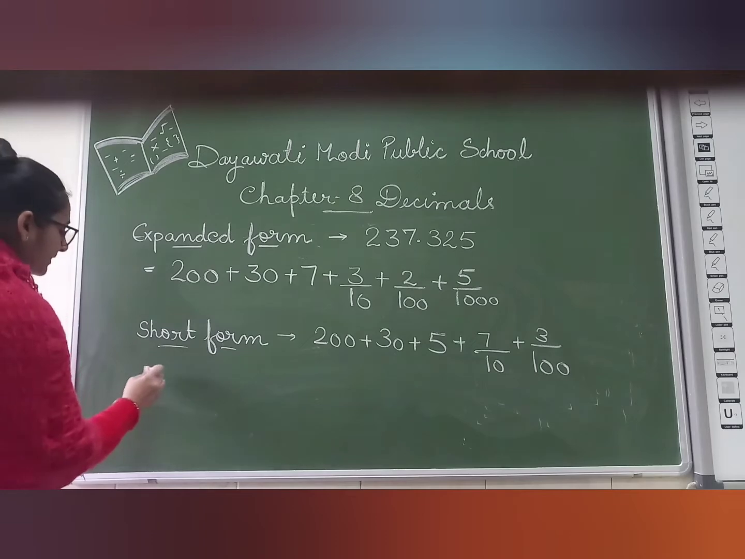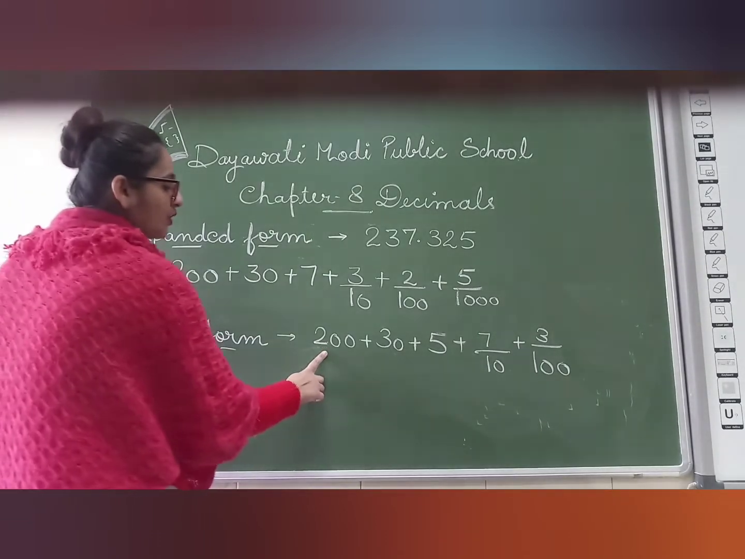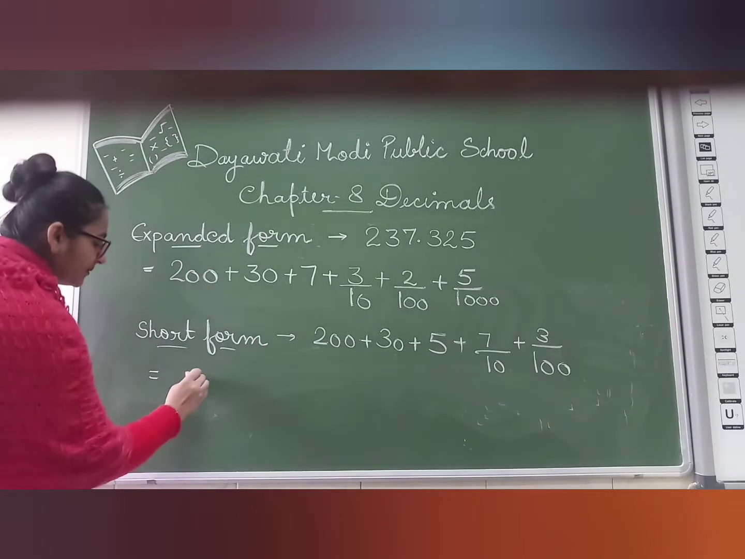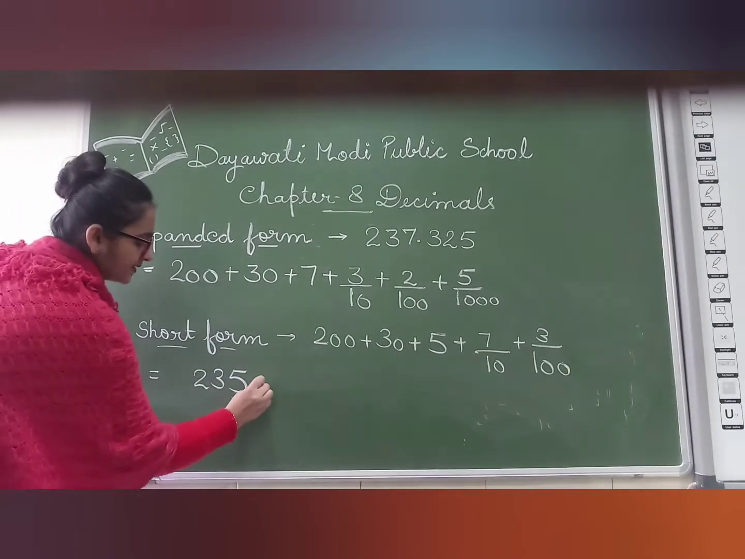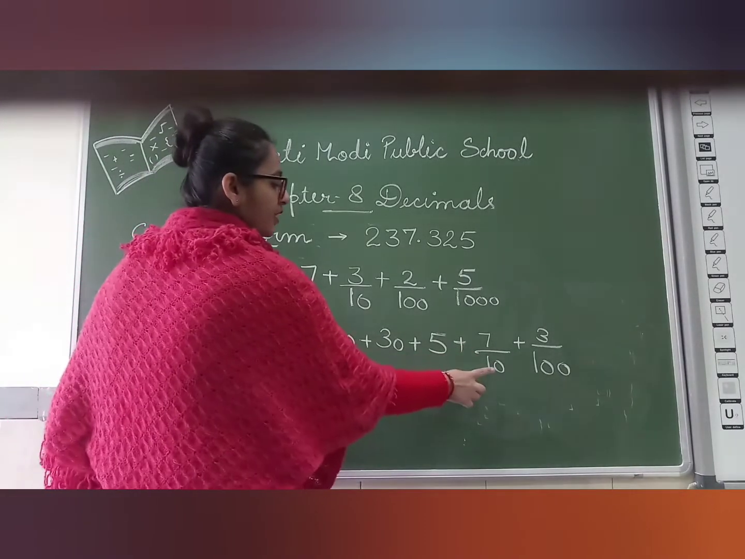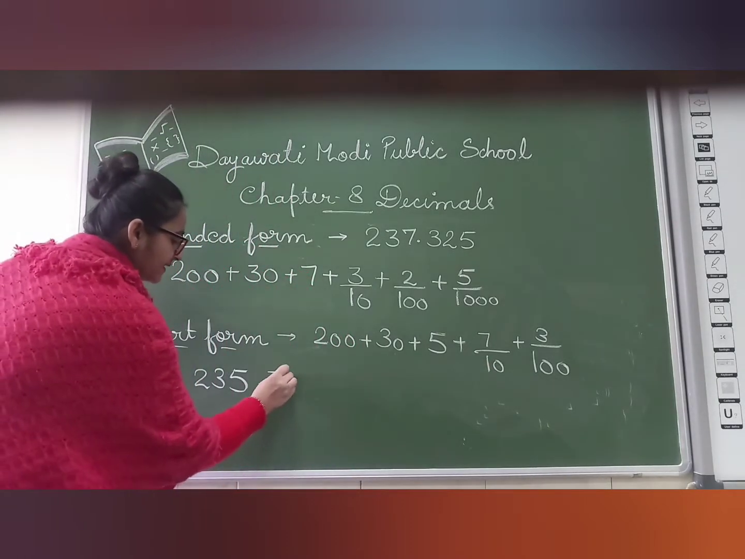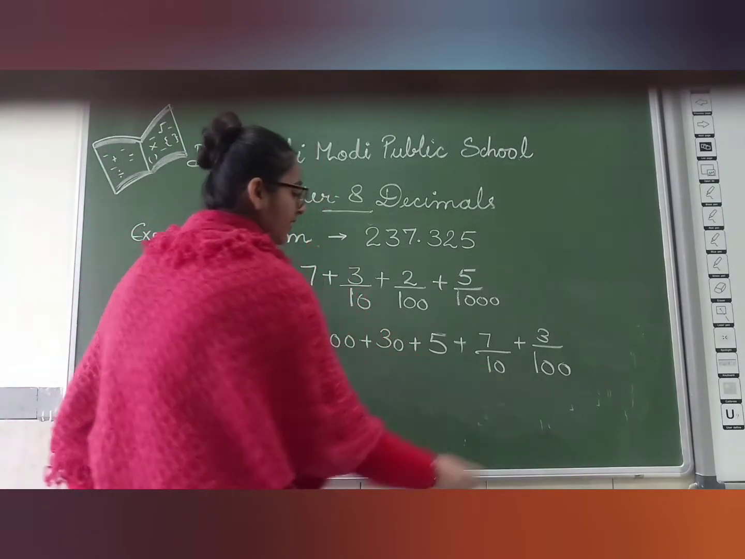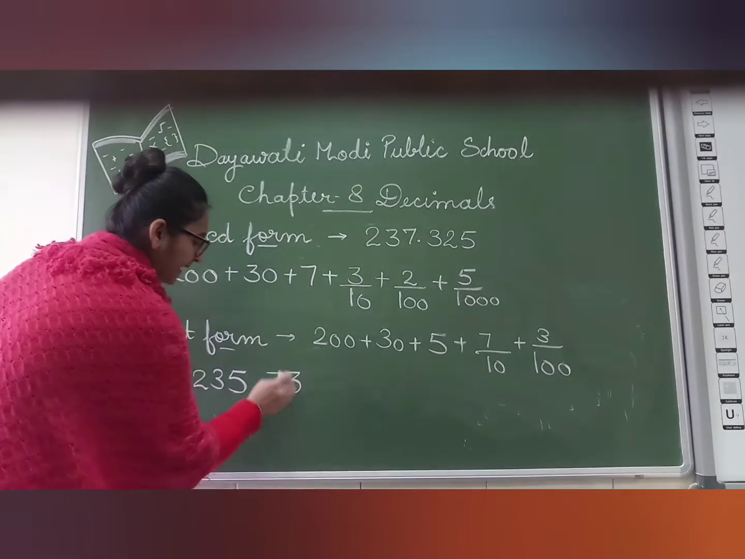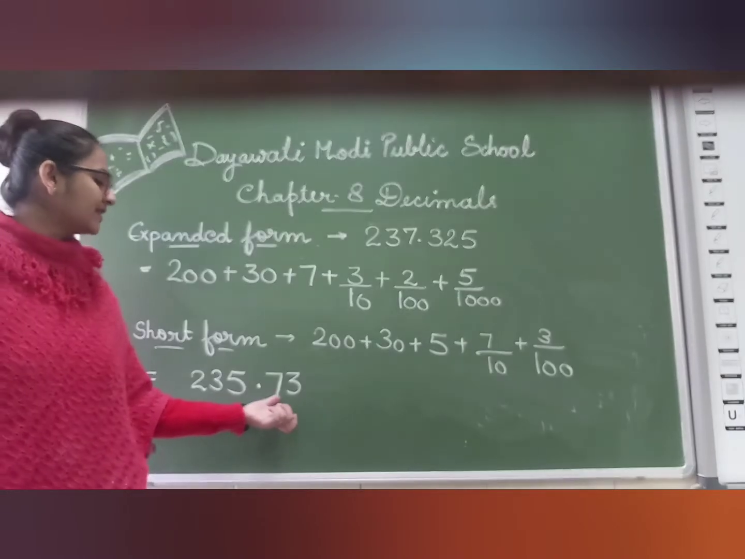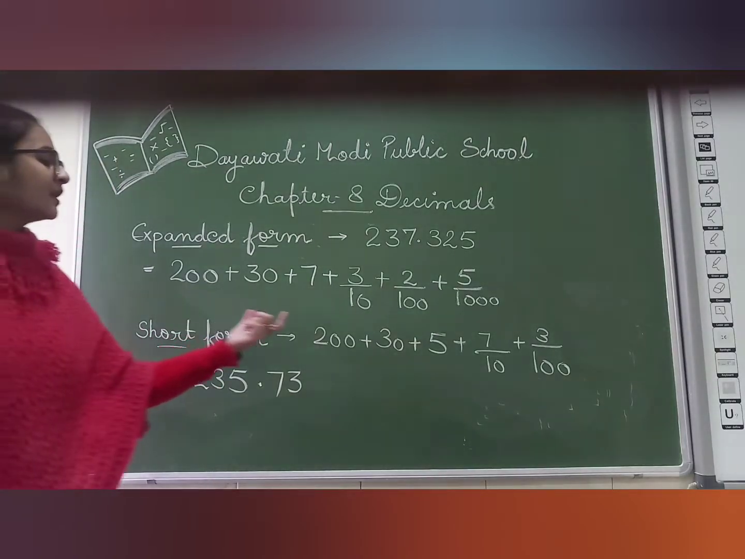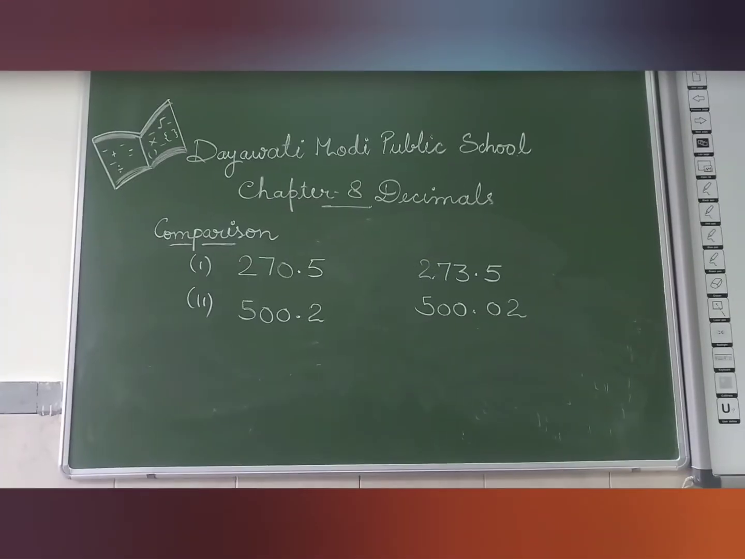Now, we have to write the short form for this expanded form. So we could write easily now 235 is a whole number. Now we will place the decimal and 7 upon 10. It means it is placed at tenths, and 3 upon 100. This is placed at hundredths. So 235.73 is the short form for this decimal.